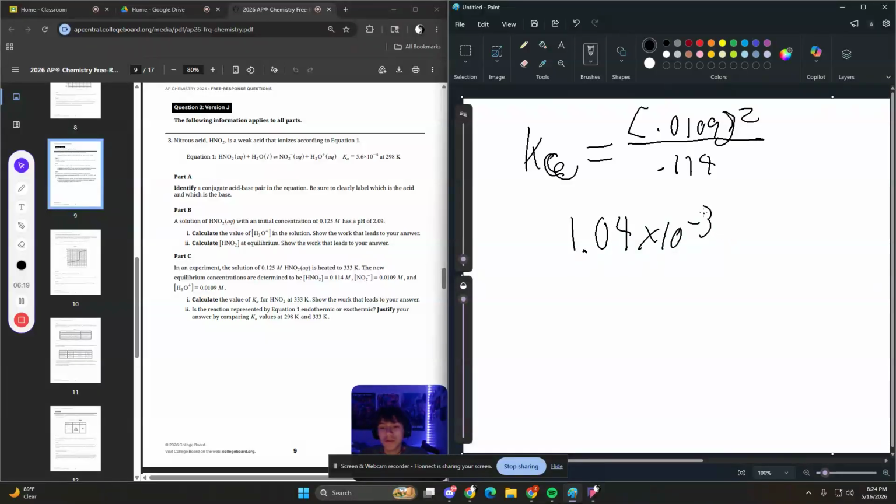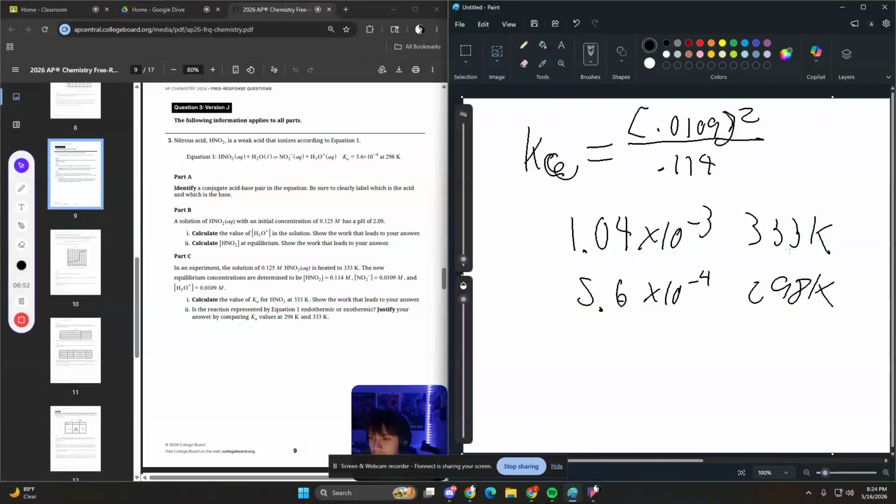All right, so now we're going to need this to do part 2 of part C. So it says, is a reaction represented by equation 1 endothermic or exothermic? Justify your answer by comparing Ka values at the two different temperatures. Okay, so we know this is our Ka value at 333 Kelvin. And we know our given Ka value at 298 Kelvin is 5.6 times 10 to the negative fourth. So if you look at these, we can see that this one is bigger than this one, right?